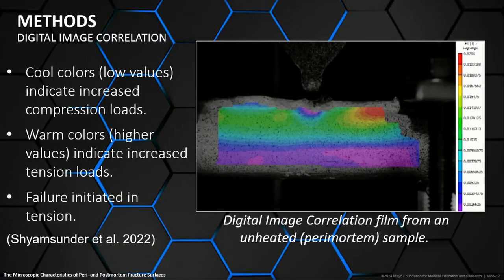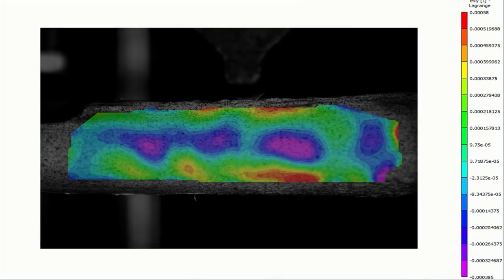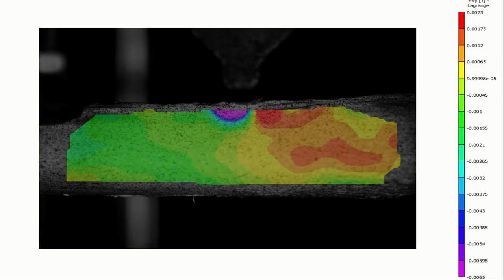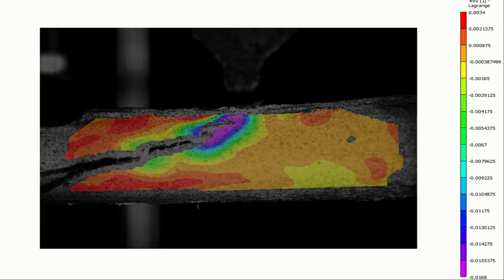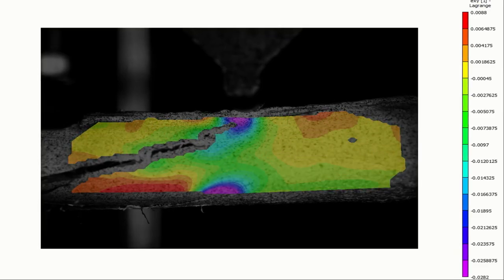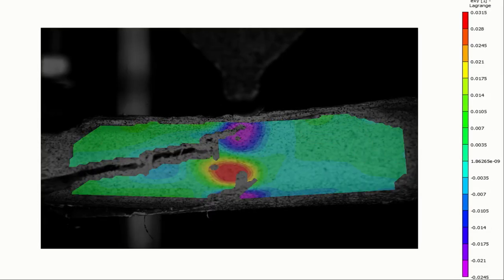We then prepared the samples for digital image correlation. This allowed us to document fracture magnitude and directionality for comparison with our macroscopic fracture features and to visualize and quantify those differences at varying postmortem intervals. This video shows the results of DIC in an unheated bone sample. The speckled pattern, as you can see, is spray painted, which allows us to track the displacement of those speckles during the fracture. We then can map cool colors for compression failure and warm colors for tension failure.